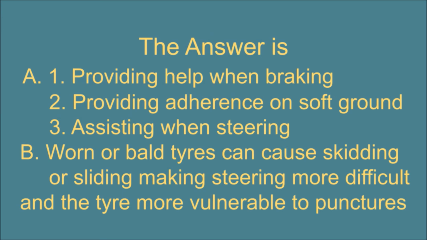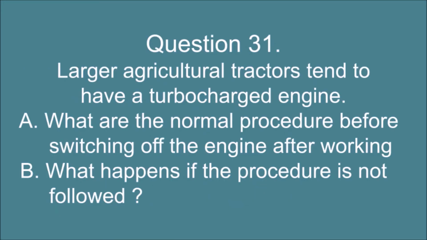The answer is A. 1. Providing help when braking. 2. Providing adherence on soft ground. 3. Assisting when steering. B. Worn or bald tires can cause skidding or sliding, making steering more difficult and the tire more vulnerable to punctures. Question 31. Larger agricultural tractors tend to have a turbocharged engine. A. What are the normal procedure before switching off the engine after working, and B. What happens if the procedure is not followed?